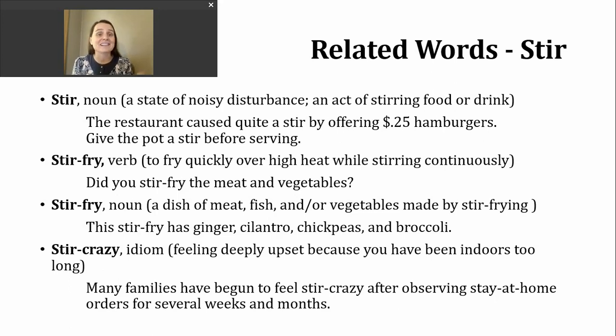Stir fry as a noun is talking about a dish that might have meat, fish, and or vegetables. And it's made through that process of frying quickly over high heat with constant stirring. So here's an example of the noun form. This stir fry has ginger, cilantro, chickpeas, and broccoli.